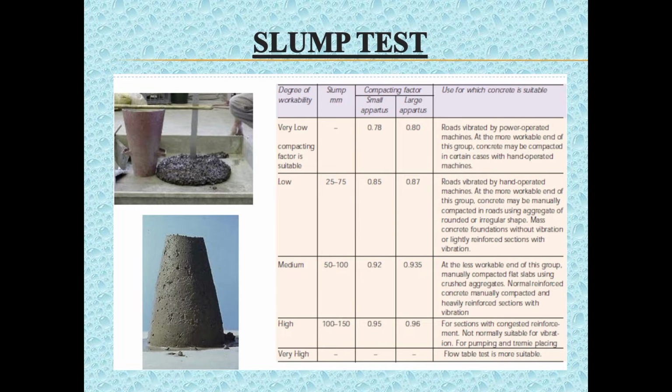A medium workable concrete will have slump value of 50 to 100 mm. This type of concrete can be used in normal reinforced concrete and heavily reinforced sections with vibrations. A high workable concrete consists of slump value of 100 to 150 mm, which can be used in the sections of congested reinforcements. It is done by pumping and tremie placing.